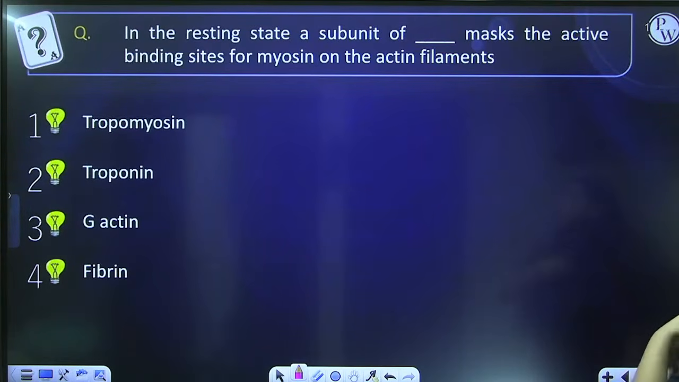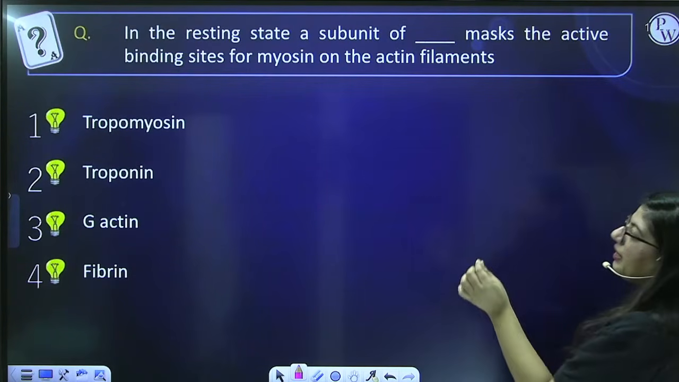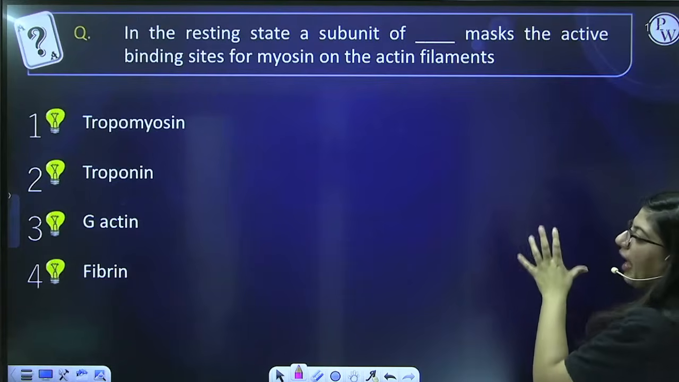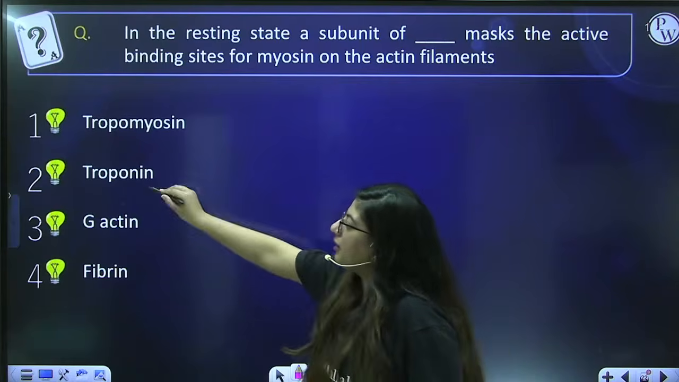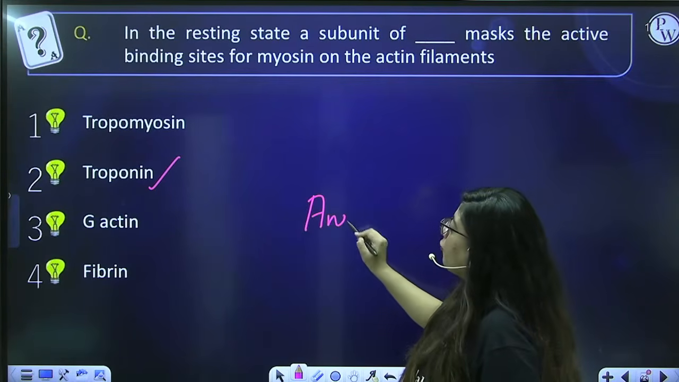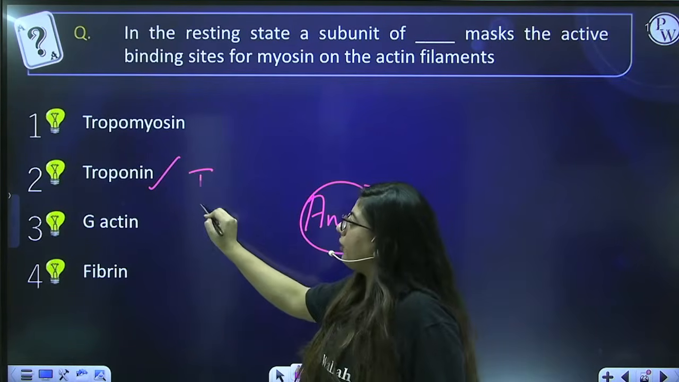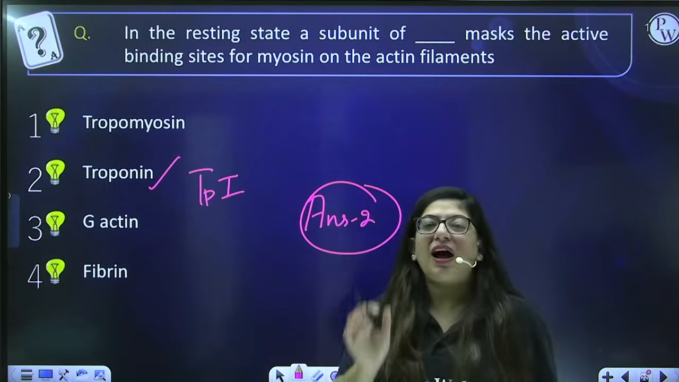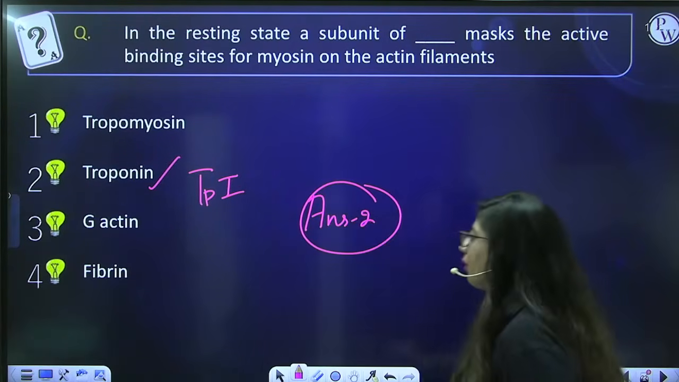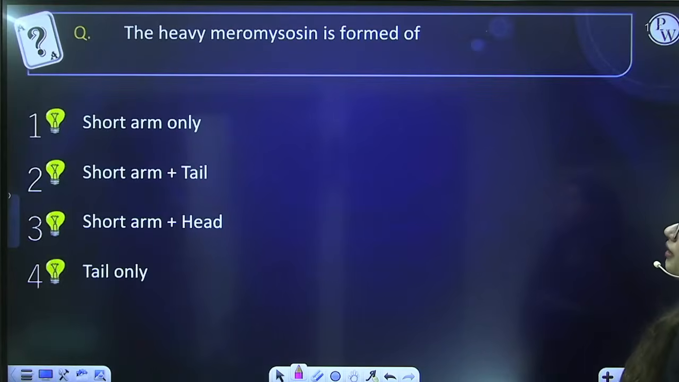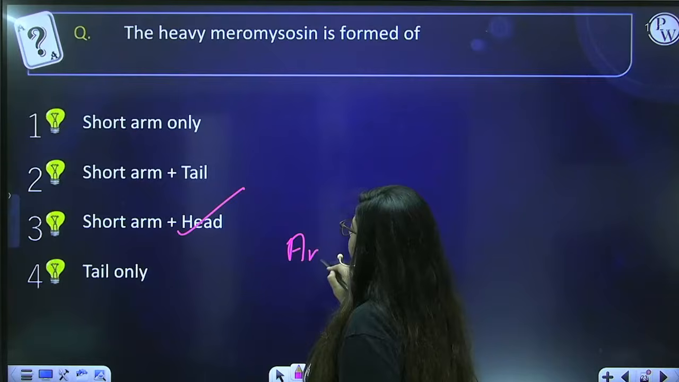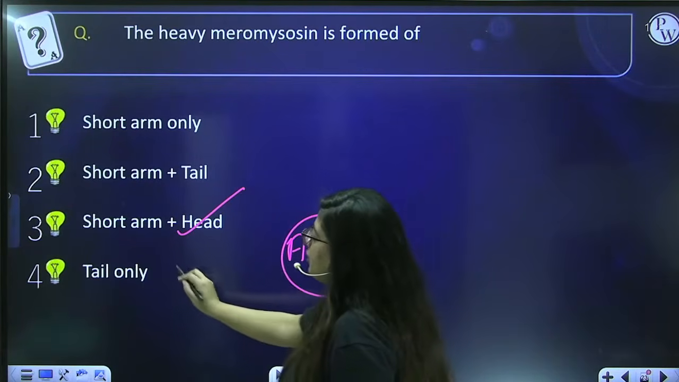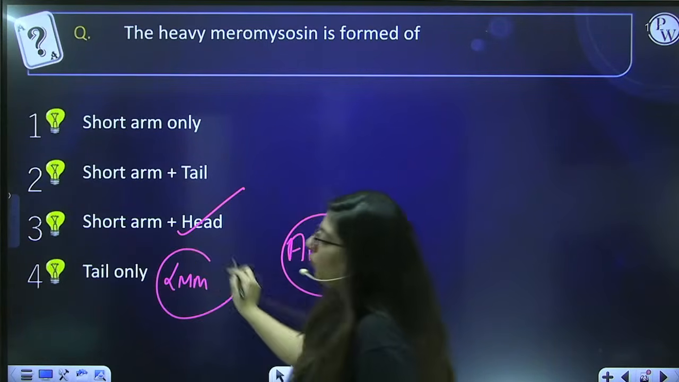In the resting state, a subunit of dash masks the active binding sites for myosin on the actin filament. Very straightforward question, line from the NCERT, and that is troponin. So the component of troponin, which troponin? Troponin I masks the myosin binding site. Okay, all right. Next, the heavy meromyosin is formed of, you all know, short arm plus head, whereas the light meromyosin is containing only tail.